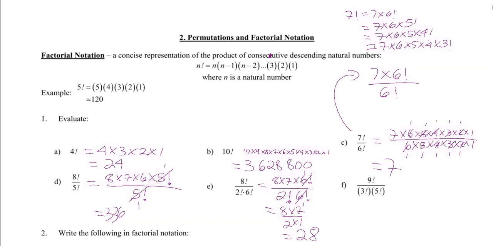Okay, you give F a try. We'll start with 9 factorial, start expanding it, and decide when you're going to stop.